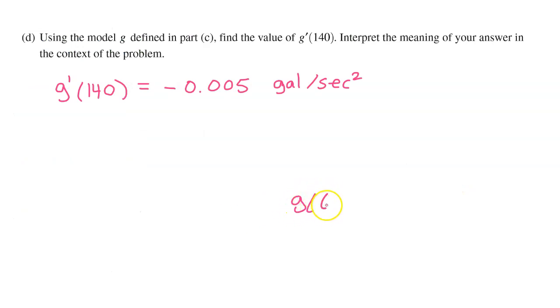Remember that g of t is the rate of flow of gasoline in gallons per second. That's why g prime will be the rate of change of this rate. So the units will be gallons per second per second. In other words, gallons per second squared. Finally, we must interpret the meaning of this answer in the context of the problem. I'm going to do this in two different ways, and you can decide which way makes more sense to you.